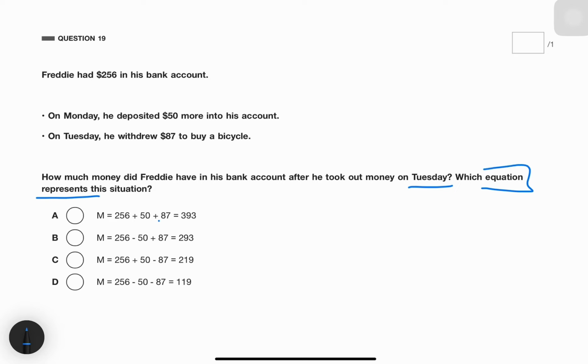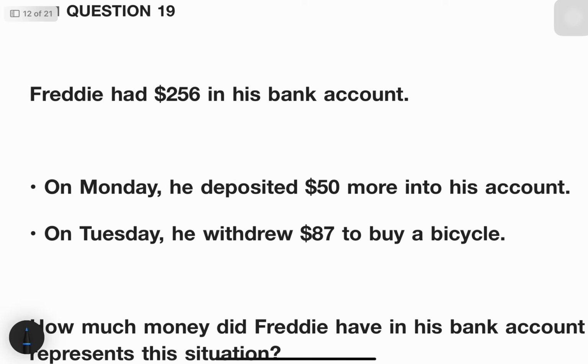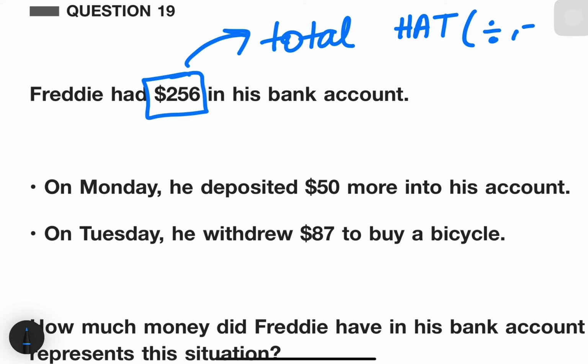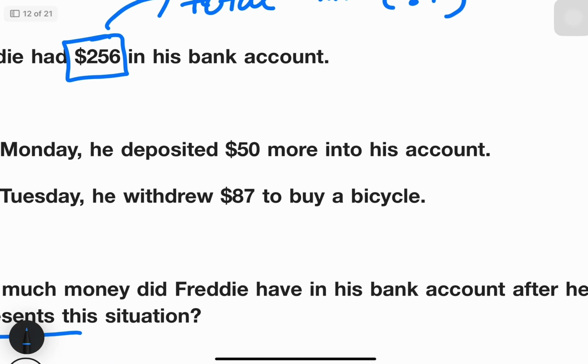All right, so we're looking for an equation that represents how we would essentially solve this problem. By looking at this here, we already see that Freddie has $256. What did they just give you? They gave you a total. When we have a total, what two operations are usually associated with this? We know that it's going to be either division or subtraction. All right, so we have a total here.